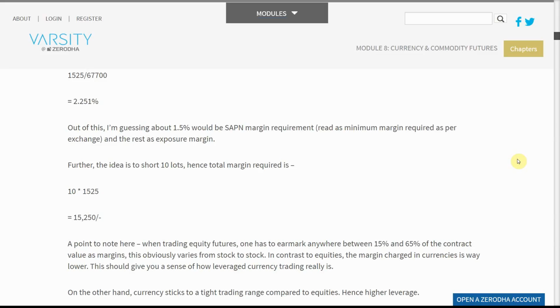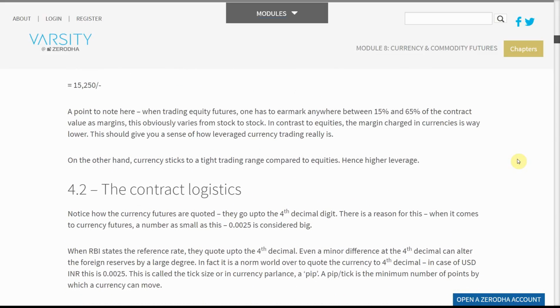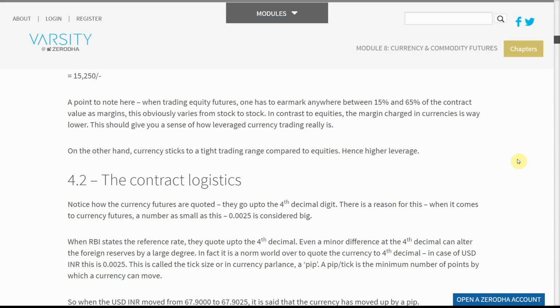Further, the idea is to short 10 lots. Hence total margin required is 10 * 1525 equals 15,250. A point to note here: when trading equity futures, one has to earmark anywhere between 15% and 65% of the contract value as margins. This obviously varies from stock to stock. In contrast to equities, the margin charged in currencies is way lower. This should give you a sense of how leveraged currency trading really is.